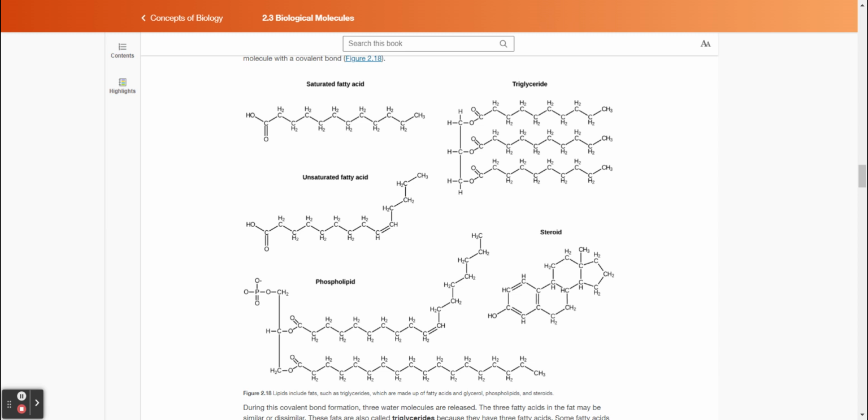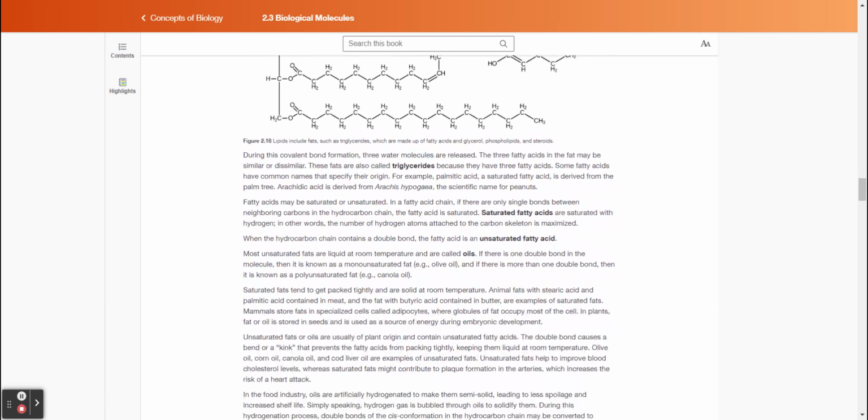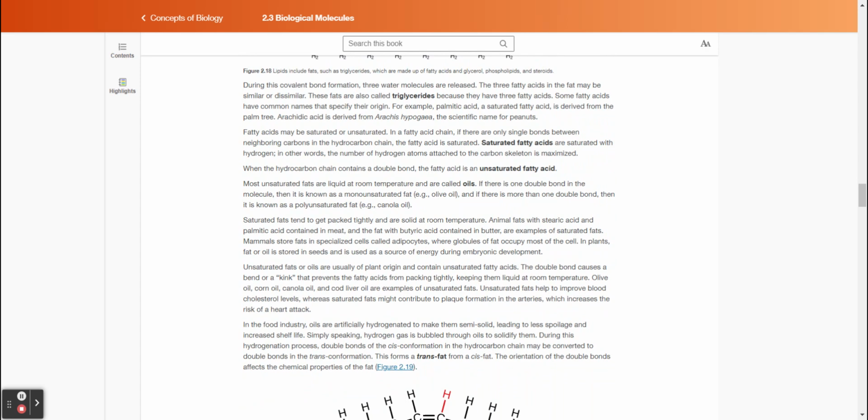Figure 2.18. Lipids include fats such as triglycerides, which are made up of fatty acids and glycerol, phospholipids, and steroids. During this covalent bond formation, three water molecules are released. The three fatty acids in the fat may be similar or dissimilar. These fats are also called triglycerides because they have three fatty acids.